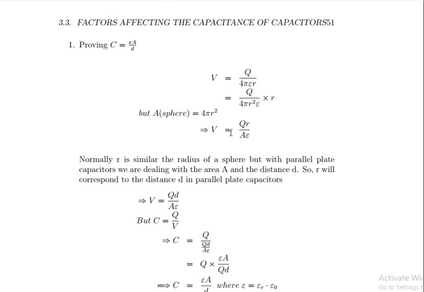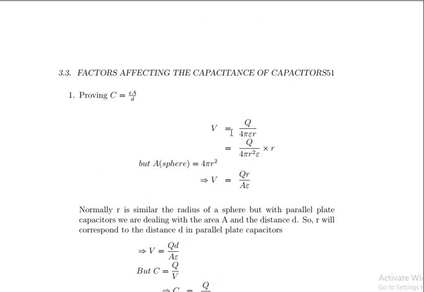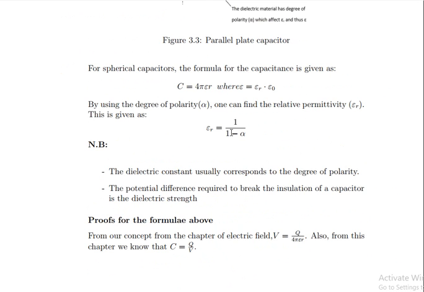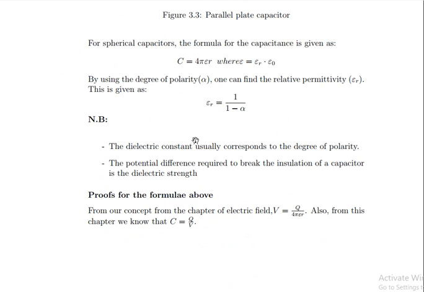So now let's have the proof. Let's prove the formula above, for capacitance equals 4 pi epsilon R. From our concept in the chapter of electric field, we know that the voltage V is equal to Q all over 4 pi epsilon R.